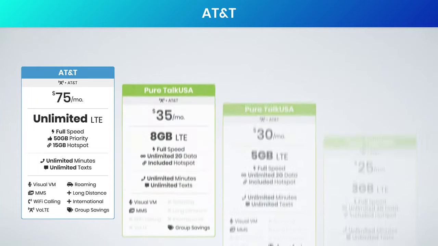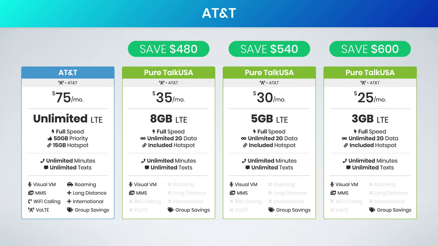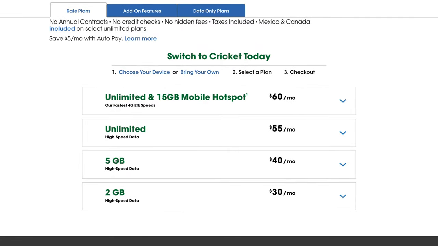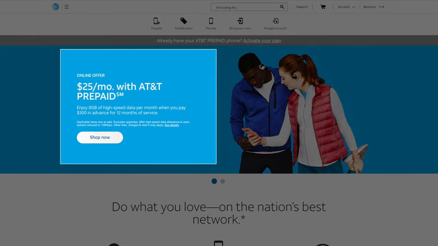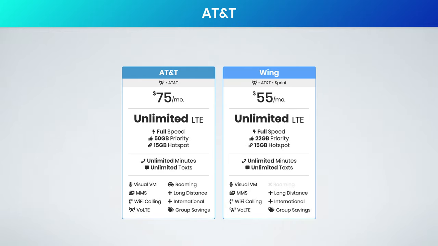On AT&T, instead of paying $75 per month for AT&T Unlimited Extra, you can get an affordable plan from Pure Talk USA. You can save anywhere from $360 to $600 per year, depending on your data needs. Cricket has some great options here too, and heck, even AT&T's own 8GB promotional plan will save you $600 per year. If you do need unlimited data, then consider checking out Wing's plan. I've seen this discounted down to $50 at times, and it can save you around $240 per year.